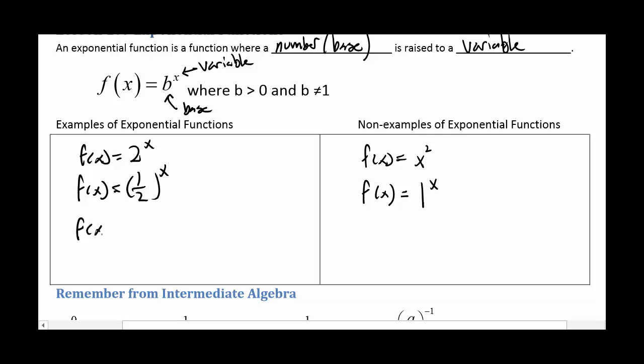Then one more example: f(x) = 10^(3x-1). And something that I don't expect us to encounter, but if we take a variable and raise it to a variable power, that's actually not considered exponential. That's considered something else.